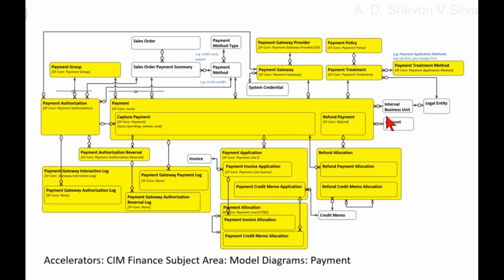Here the internal business unit has 0 or more payments, and payment has 1 internal business unit, and internal business unit has 0 or 1 legal entity, and legal entity has 0 or 1 legal entity, and legal entity has only one business unit. Here the account has 0 or many payments, and payment has 0 or 1 account.